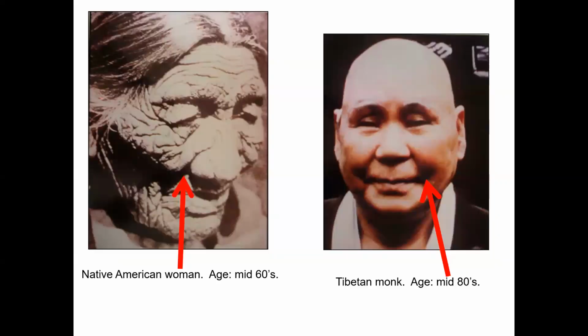This is the classic picture of photo aging, where you see this lady who at the time I believe was in her mid-60s, and the wrinkling there, and then you have this monk who is older but less photo aging of the skin. Wear sunscreen.